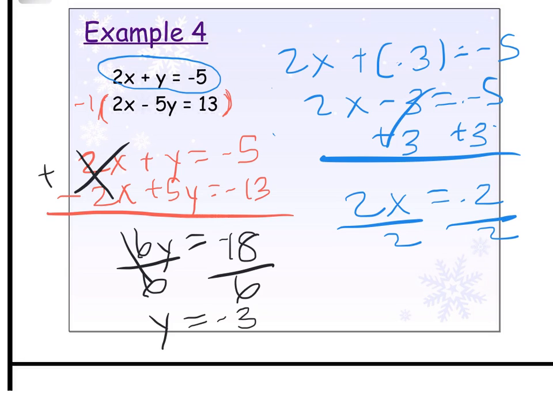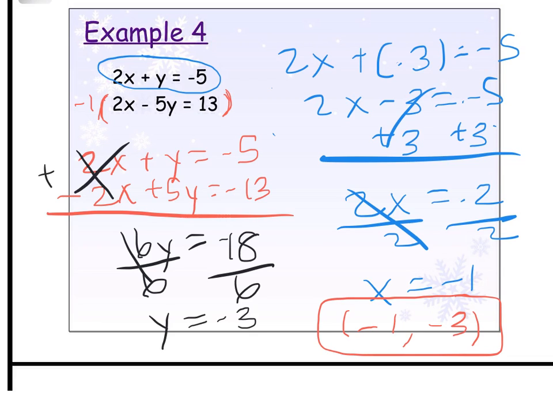Divide by 2. So x is equal to negative 1. That makes more sense. So negative 1, comma, negative 3. Now, if I hadn't caught that error, that's why it's good to plug your answers in and check them, because then I would have seen that my answer didn't work out.